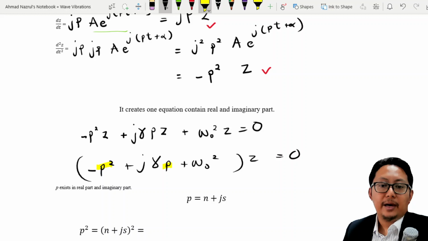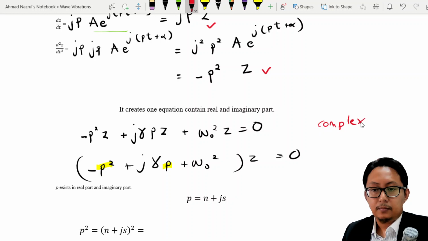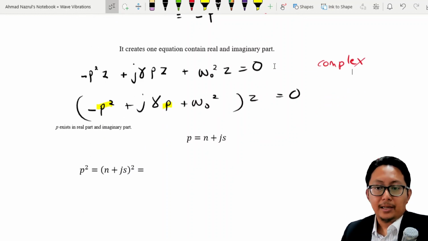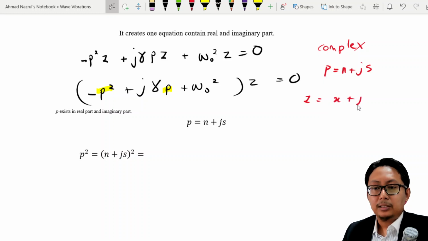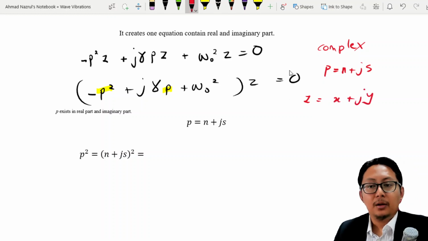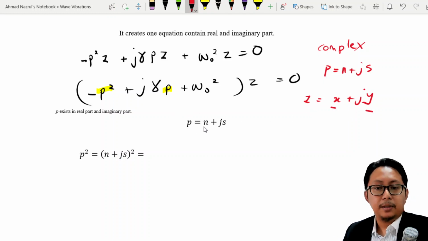So we can define that p is complex. For complex, we introduce a new equation for p, which is p equal to n plus js, same as the equation z equal to x plus jy. So this is a complex function, with real part and imaginary part. So now we define p as n plus js. What we should do is replace it in the whole equation.